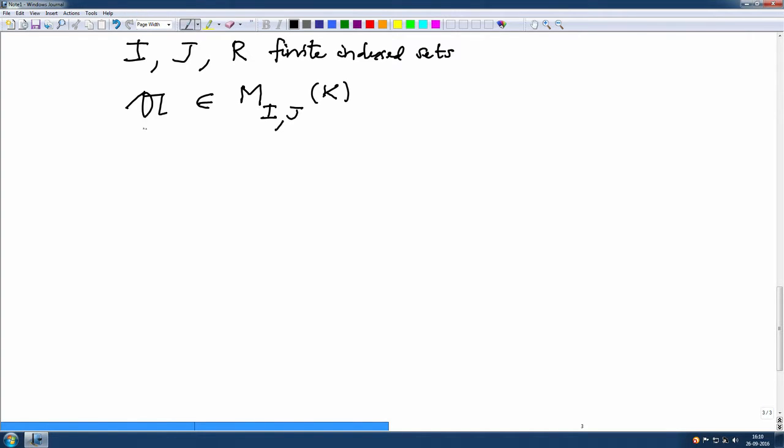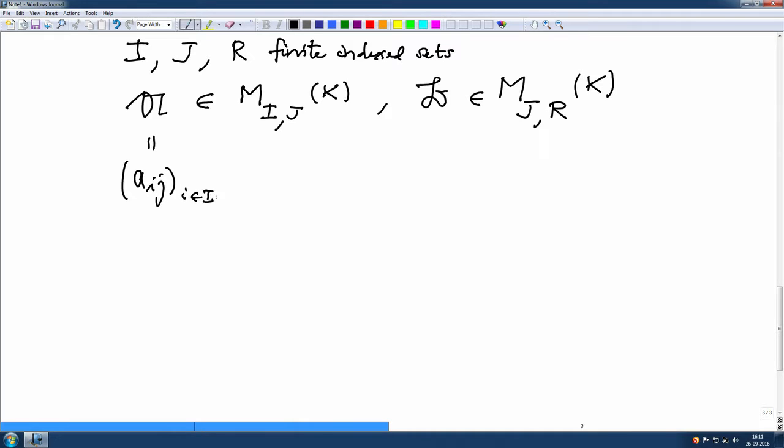So the rows of this matrix are numbered by I, and the columns are numbered by J. And another matrix B. The rows of B should be numbered by J, and the columns are numbered by R. So this looks like A_ij, i in I, j in J, and this is B_jr, j in J, r in R.